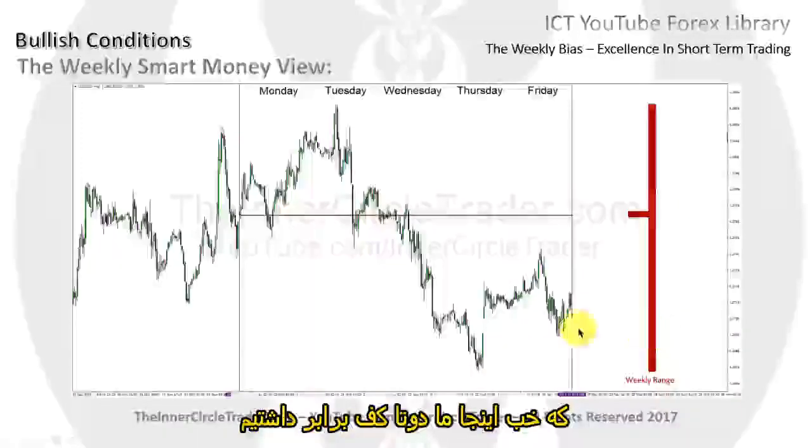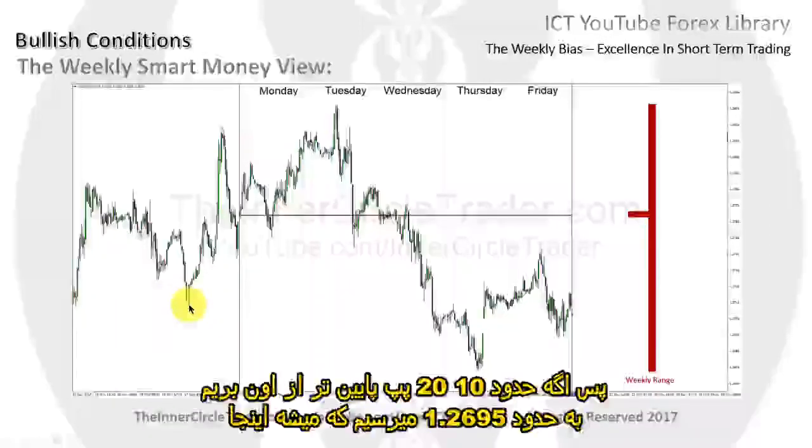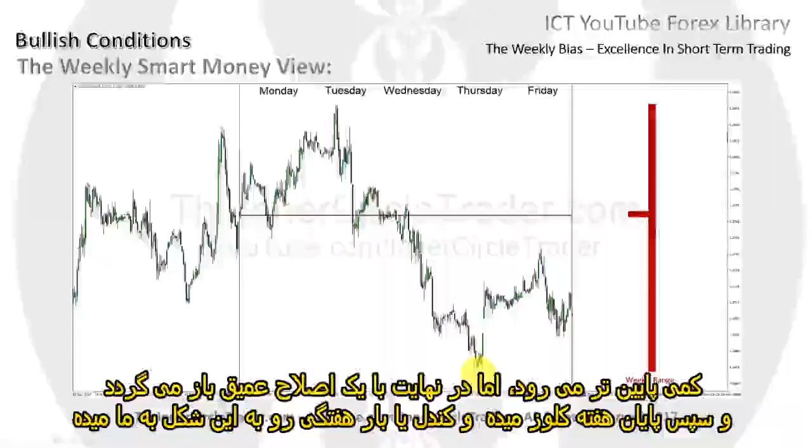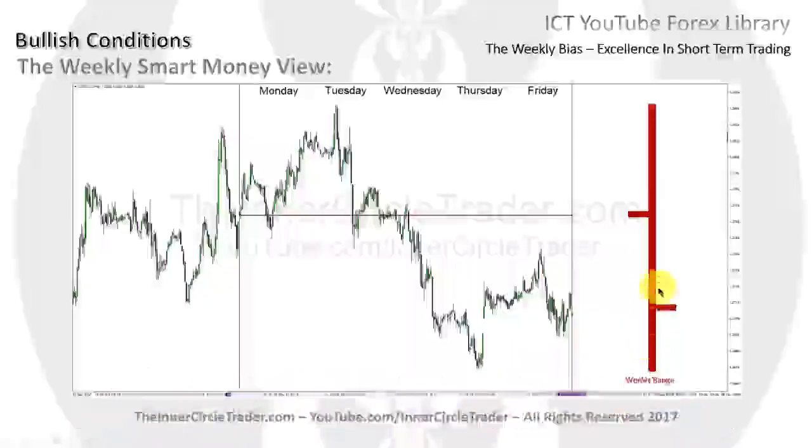Okay. In this case, we have relatively equal lows here. We have a low here. We have a low here. So if we go about 10 to 20 pips below that, that would give us around 26.95. And that's 26.95 right here. And that gets us to this price point here. It goes a little bit lower, but then ultimately comes back with a deep retracement and then closes into the week, giving us the weekly candle or range profile like this.